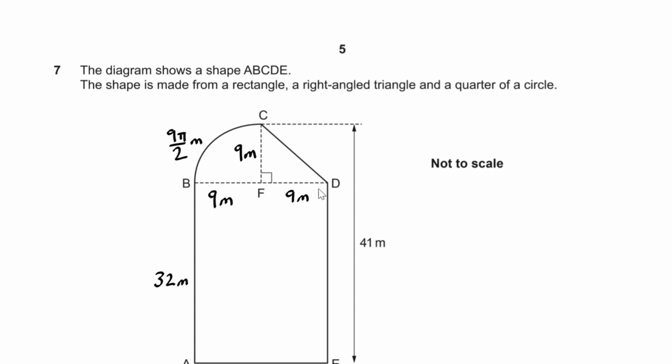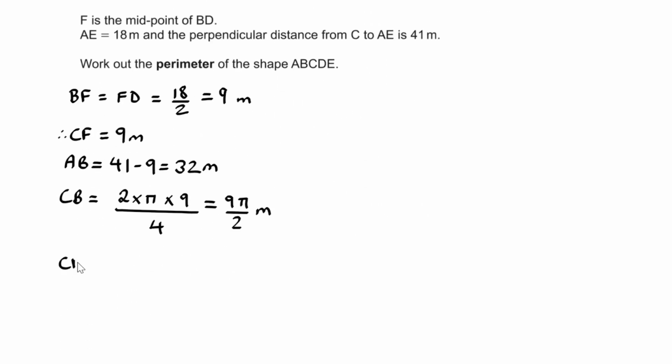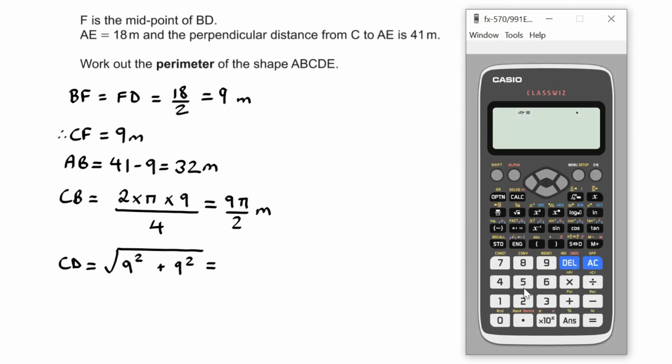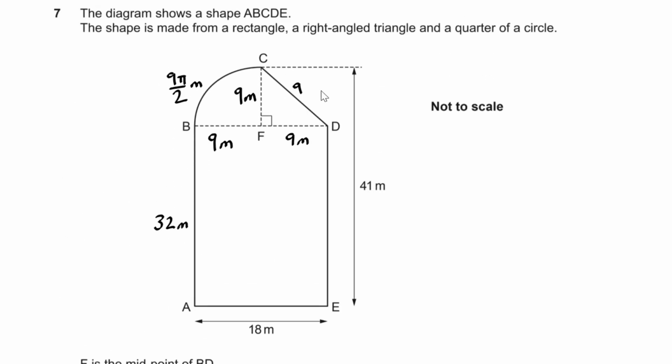We can find out what CD is using Pythagoras. CD is equal to 9 squared plus 9 squared, square rooted. So if we work this out, we've got 81 plus 81 square rooted, which is 9 times the square root of 2. So we've got 9 root 2 meters over here.